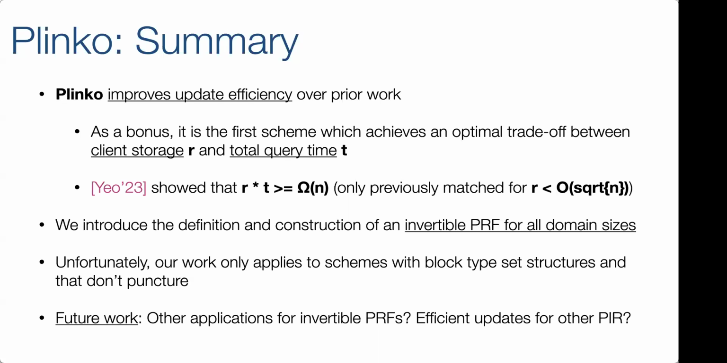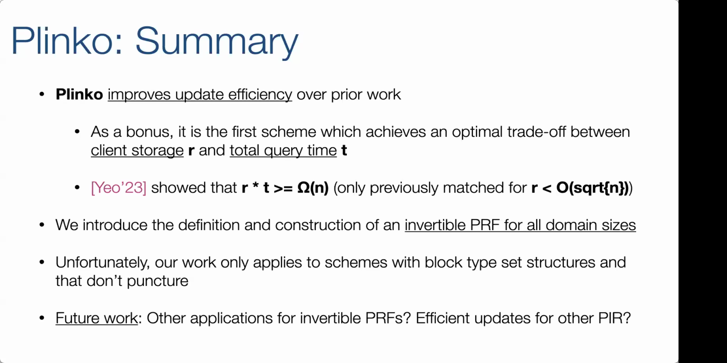Sorry, I'm still confused about this optimal trade-off. Are you saying you got rid of the log factor? Like the previous work was also kind of optimal, right? So previous work, no, I'm not claiming that we got rid of the log factor. I'm claiming that previous work did not achieve this trade-off for R bigger than square root n.